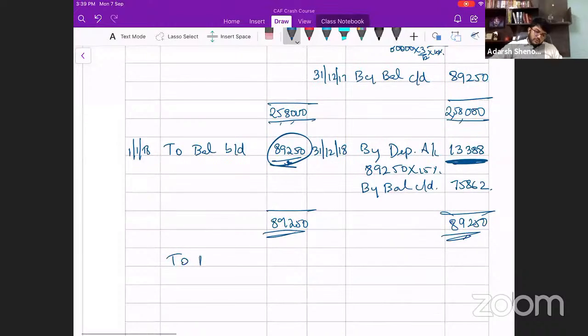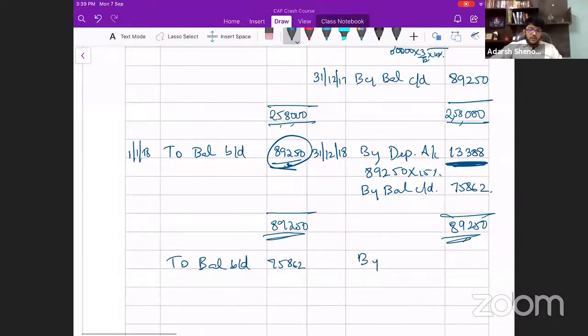Next year also we'll just calculate the balance. What is the depreciation for this year? What about the next year? People are asking me how to calculate depreciation for the next year. They have not asked, but if they had, it would be 15% on written down value. The written down value is 75,862 into 15%. How much do you get? 11,379. They have not asked.